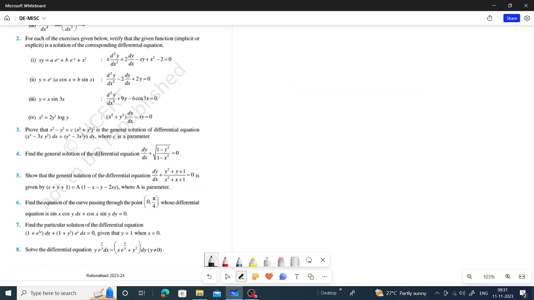Question number 6. Find the equation of the curve passing through the point 0, pi by 4, whose differential equation is sin x cos y dx plus cos x sin y dx equal to, let me write, minus cos x sin y dy.